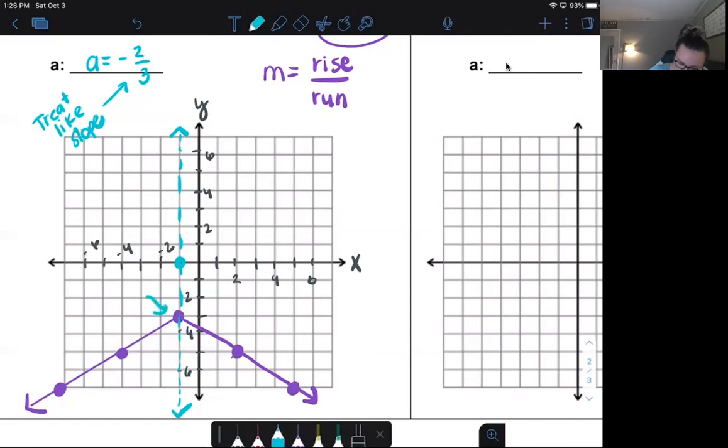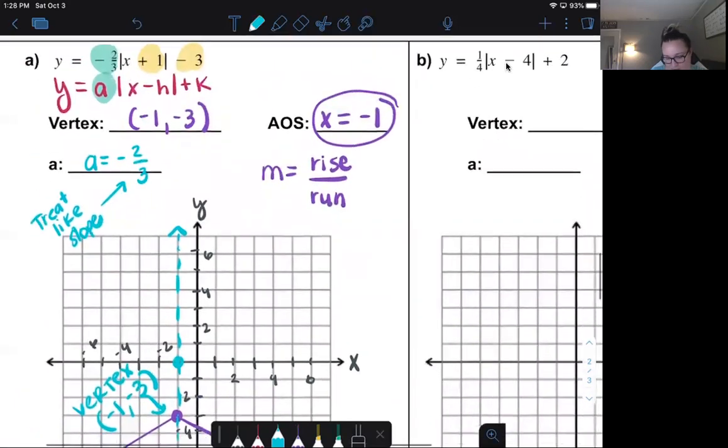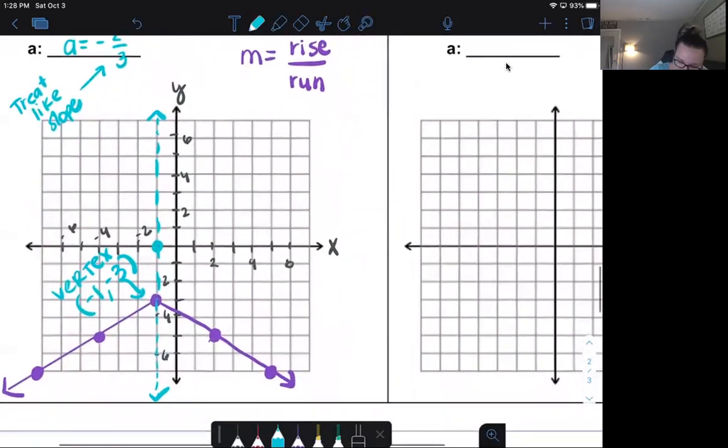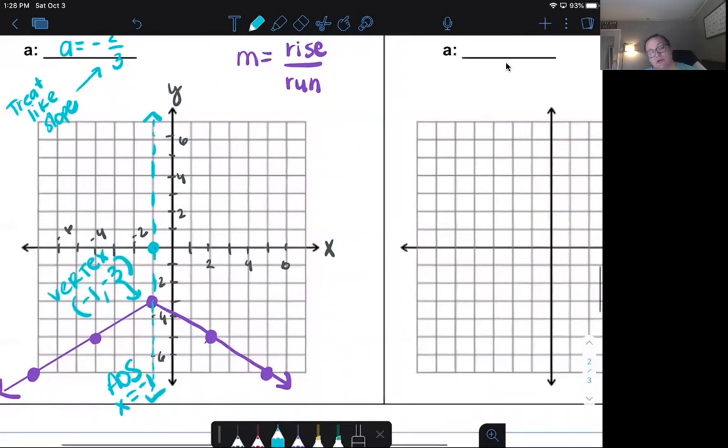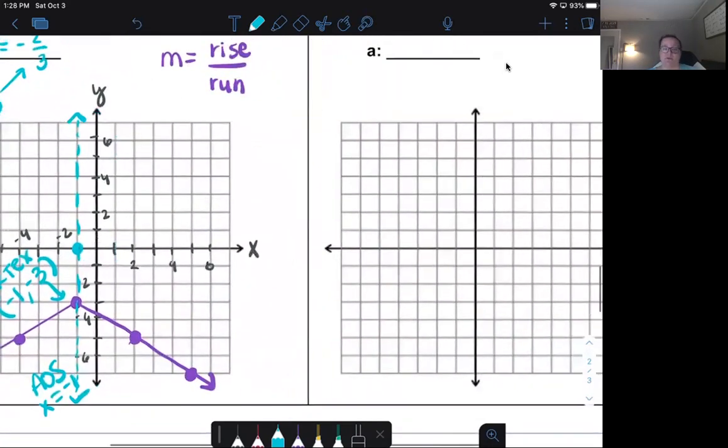A couple things we need to label. You're always going to label your vertex. So our vertex is at the point -1, -3. And then our axis of symmetry is the line x equals -1. Don't forget to label that. And also, of course, label your x and y axes, draw your tick marks at every line, and then label your scale as well. All right, so now why don't you guys try to graph a problem on your own?